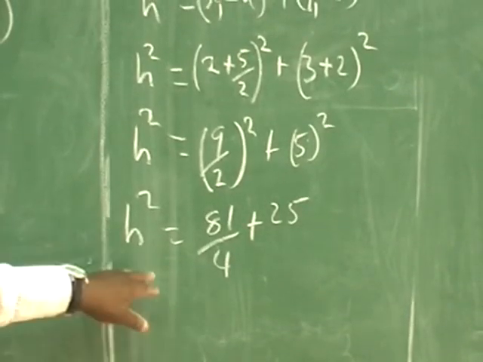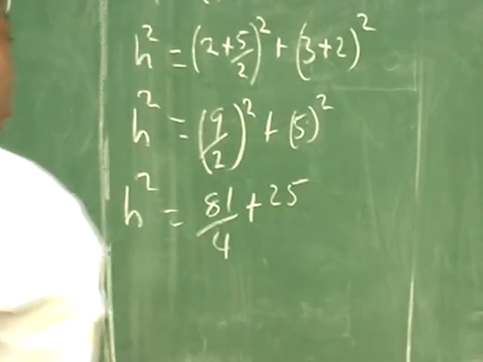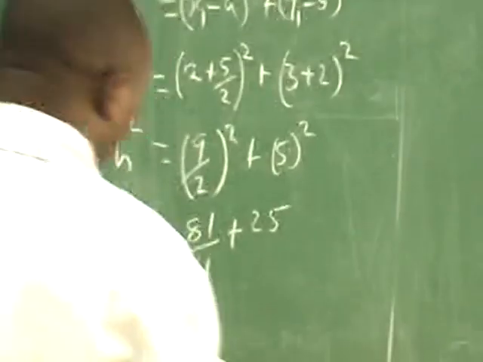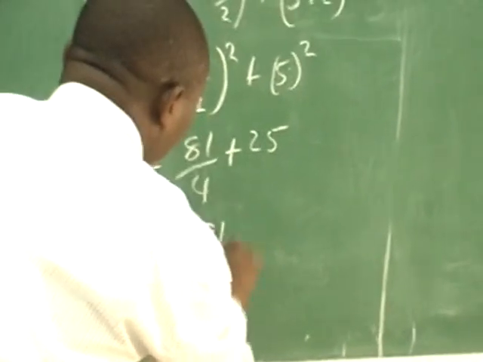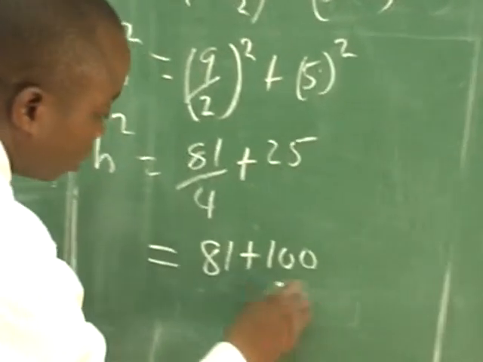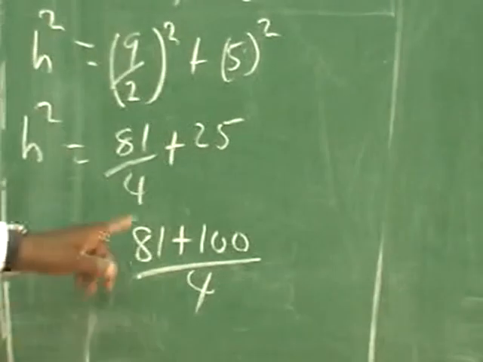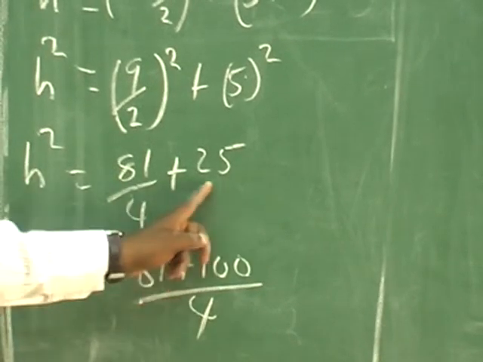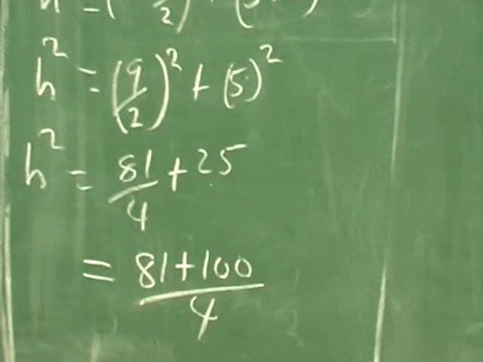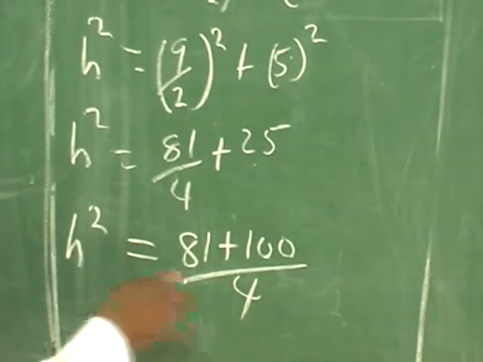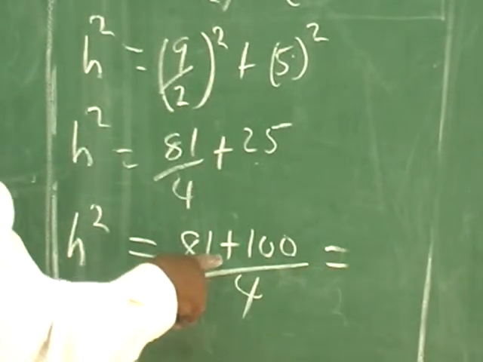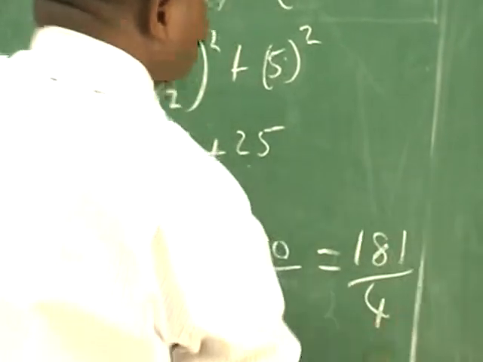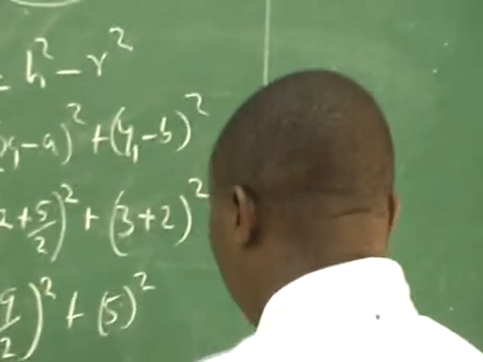So taking the LCM of this, we will have 81 plus 100 all over 4. Okay, you know how? Because LCM of this is 4. So we have 4 going here 1 times the 81. 4 going this way times the 5 will give us 100. So h squared is equal to 100 plus 81 will give us 181 all over 4. Alright, so that is h squared.